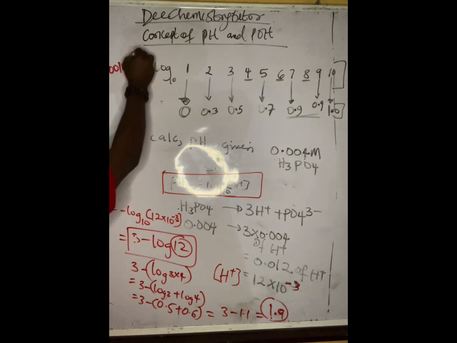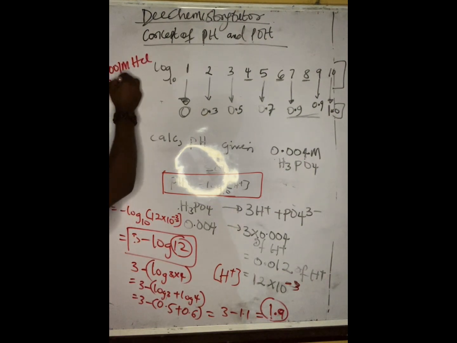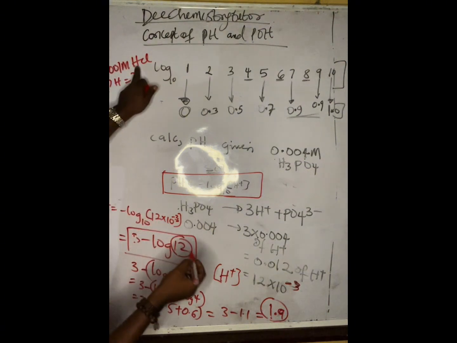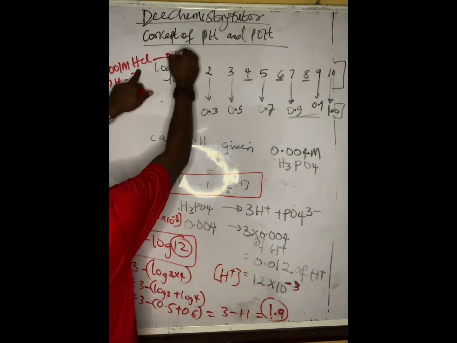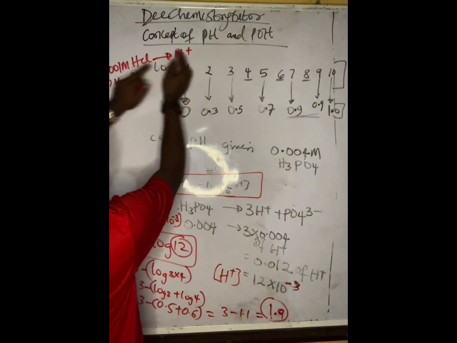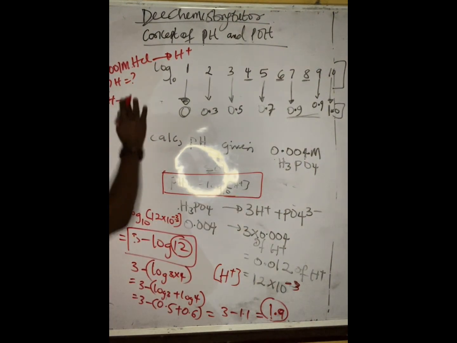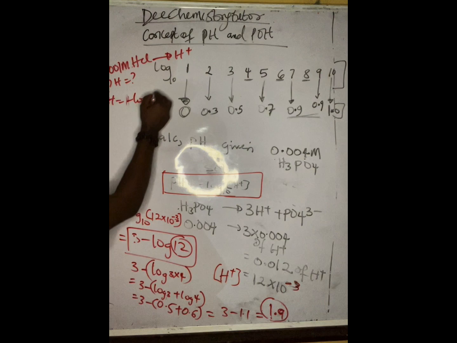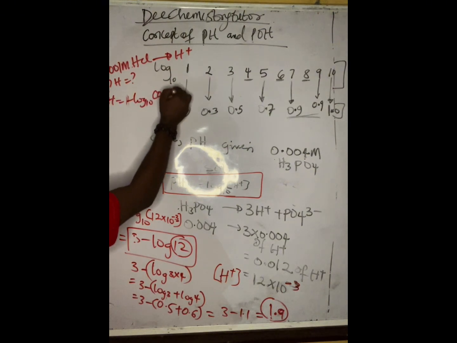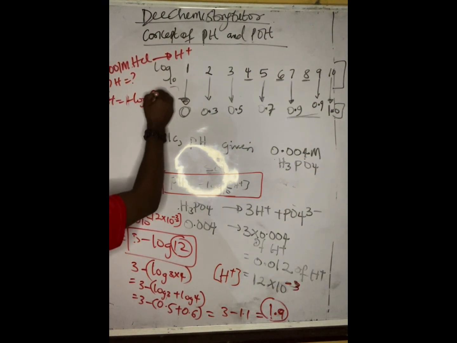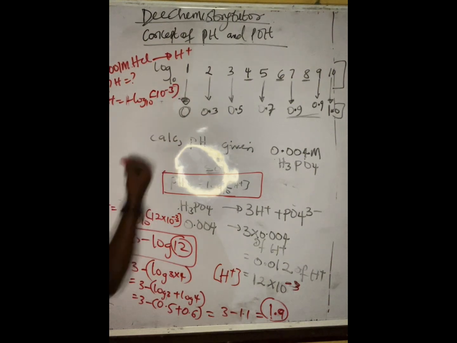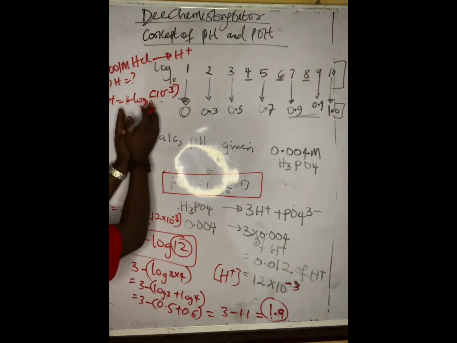0.001 molar HCl. Calculate the pH. Of course, you know that HCl will release H plus, so whatever is here is what will be here. So pH is minus logarithm to base 10 of 0.001, which is 10 raised to the power minus 3. What did I tell you to do? Don't do anything. The answer is between 2 and 3.